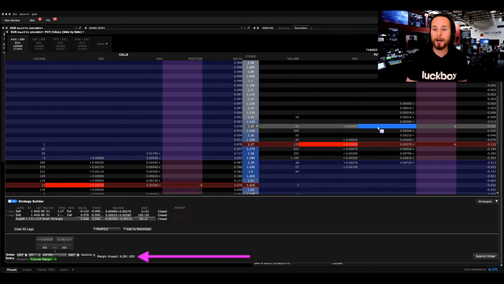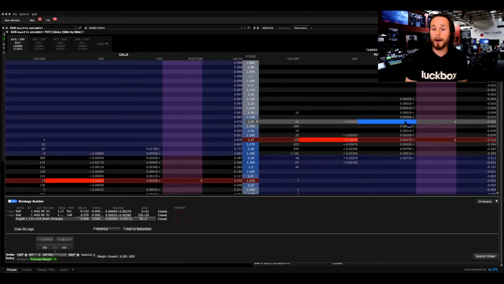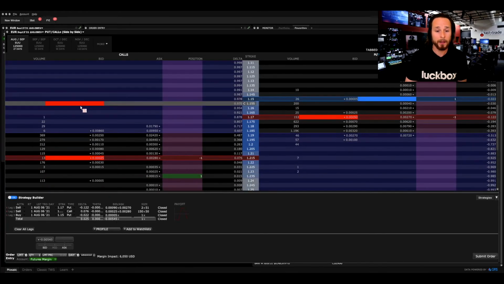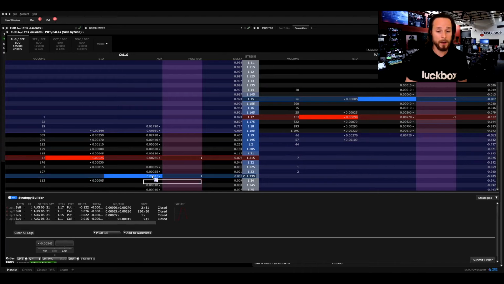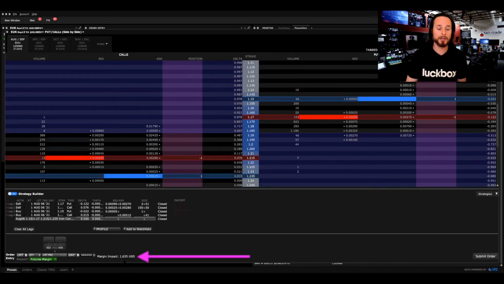But look what happens now when I buy the wings. So I'm going to buy 0.02 wide on the put side, 0.02 wide on the call side. Look at that margin impact. It went from $6,000 all the way down to $1,600. And remember, the max loss I'm aiming for on these trades is around $2,500 minus the credit. So that's the huge difference with defining your risk with futures options.